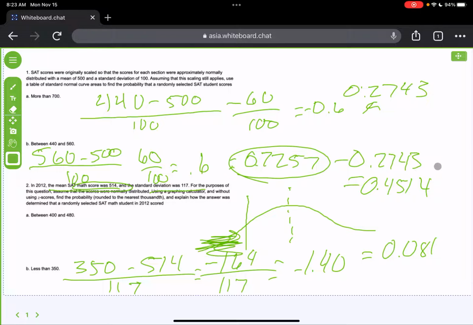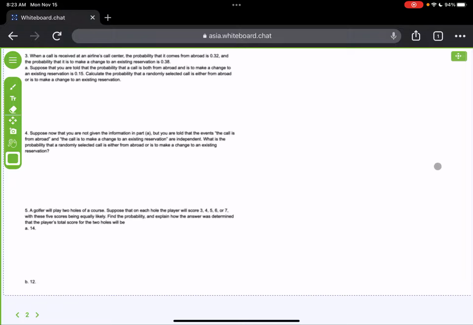Alright, so let's go to page 2 then. And this is airline call centers. Here we're talking about probabilities. It says when a call is received at an airline's call center, the probability that it comes from abroad is 0.32, and the probability that it is to make a change to an existing reservation is 0.38.